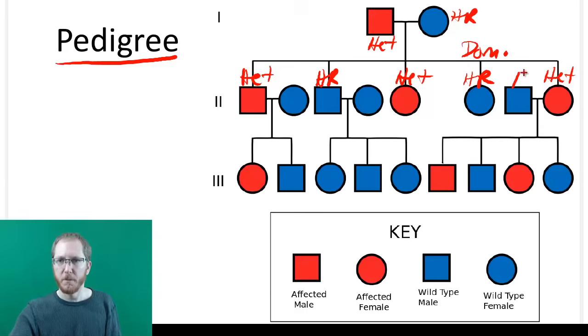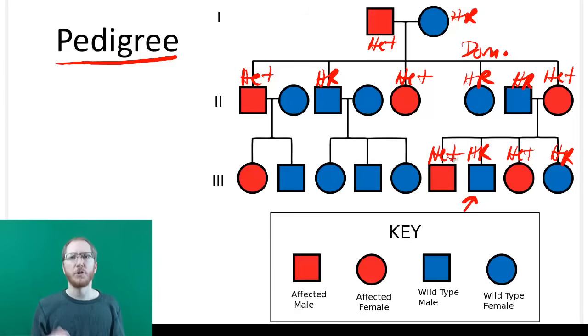Because we already said this person must be homozygous recessive because they don't have it, and it's a dominant trait. So that means their offspring, once again, have to either be heterozygotes or homozygous recessive. So if we were trying to look at one of these individuals, we could fairly easily figure out exactly what their specific genotype is based on their phenotype.